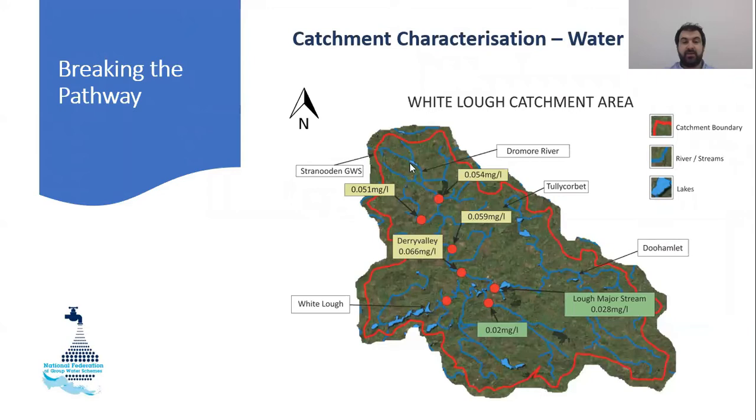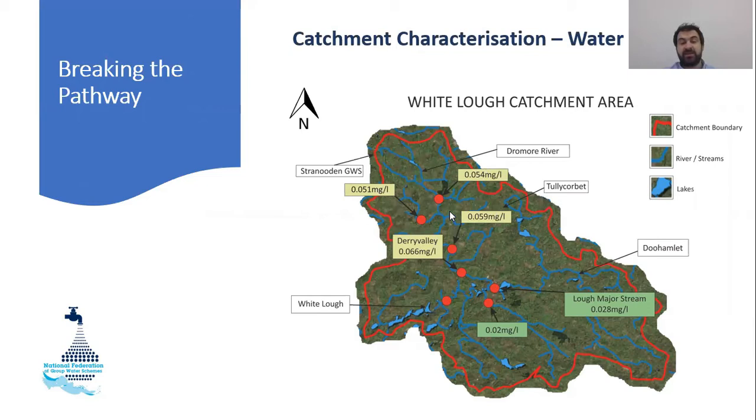And there are two principal sub-catchments that make up this overall catchment: the Dromore River, which rises in the north and flows on down into Ballybay, into the Ballybay wetlands, and then on into Whitelock itself. And this is known as the Derry Valley subcatchment. And then we have the Loch Major stream, which rises over in the east and flows into and merges with the Dromore River just outside of Ballybay.